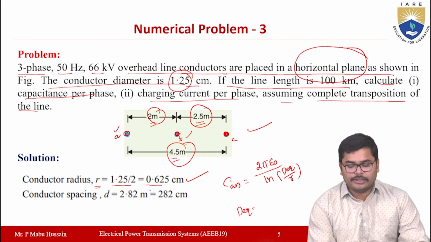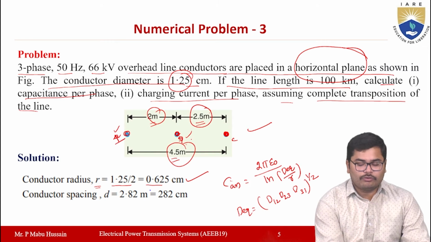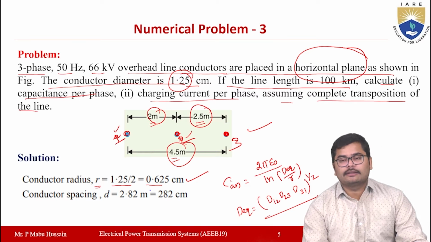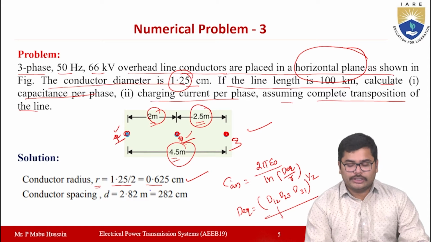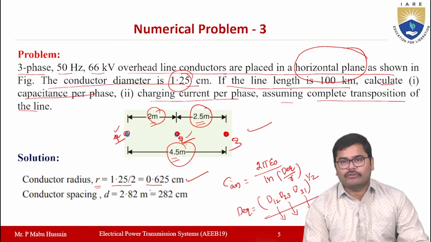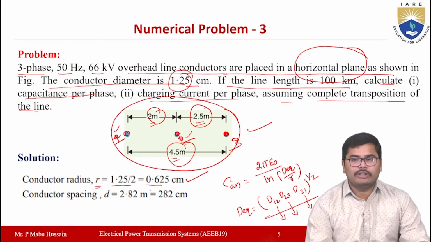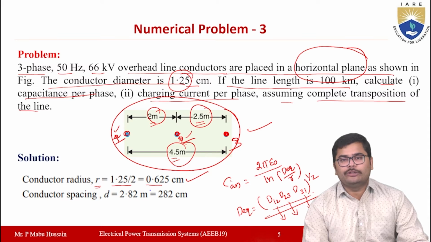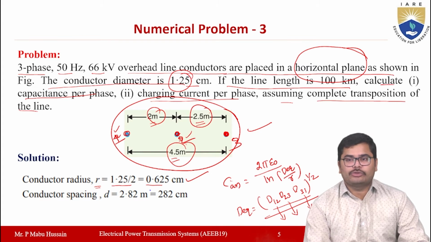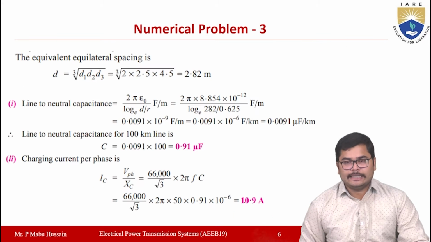Here the value of D equivalent is D12, D23, D31 whole to the power of 1 by 3. If the conductors are represented as 1, 2 and 3, then D equivalent equals D12, D23, D31 whole to the power of 1 by 3. D12 is the distance between conductors 1 and 2, D23 is the distance between conductors 2 and 3, and D31 is the distance between conductors 3 and 1. From the diagram you will know all three values, and you simply substitute them to get D equivalent.